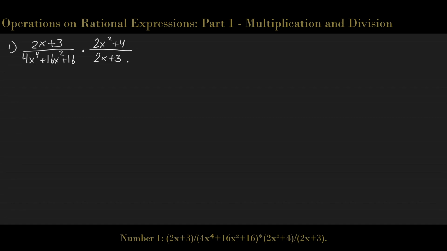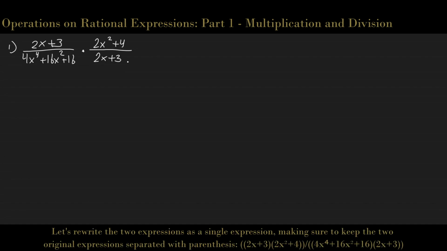Number 1. 2x plus 3 over 4x to the fourth plus 16x squared plus 16, times 2x squared plus 4 over 2x plus 3. We're asked to multiply two rational expressions. Let's rewrite the two expressions as a single expression, making sure to keep the two original expressions separated with parentheses. 2x plus 3 times 2x squared plus 4 divided by 4x to the fourth power plus 16x squared plus 16 times 2x plus 3.